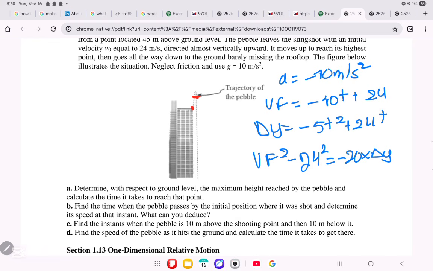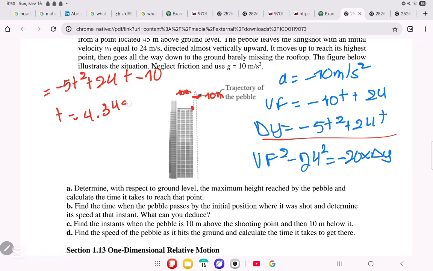So what can I do? I can take this equation and substitute delta y as 10. Delta y equals minus 5t squared plus 24t. I move 10 to the other side: minus 5t squared plus 24t minus 10. So it will be a equals minus 5, b equals 24, c equals minus 10. I will get 2 answers. The first time is 4.34 seconds, and my second time is 0.461 seconds. So this is for above.